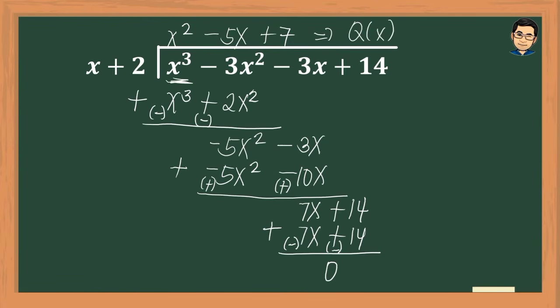So again, to check kung tama ba yung nakuha nating quotient, i-multiply lang po natin yung quotient dun sa divisor. And then, dapat lumitaw po yung dividend. Pag hindi po lumitaw, ibig sabihin po, may mali po sa solution.